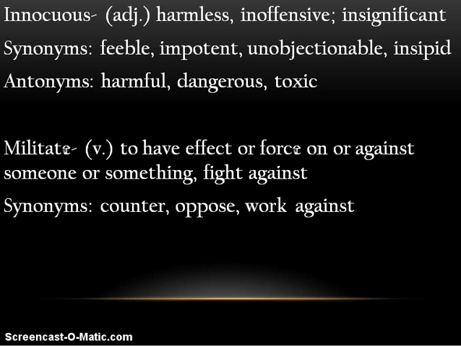Okay? Your next word is militate. Militate. And this word is an old word. You've been introduced to it before in synonym form. Okay? It's a verb and it means to have effect or force on or against someone or something, to fight against. Sounds like military. That should help you remember this word and what it means.